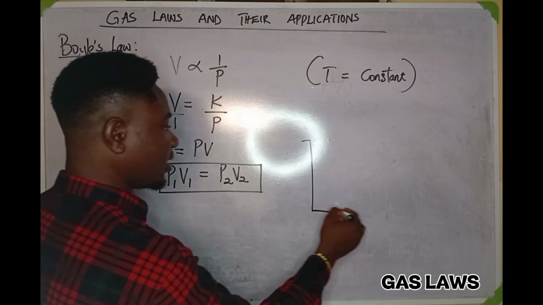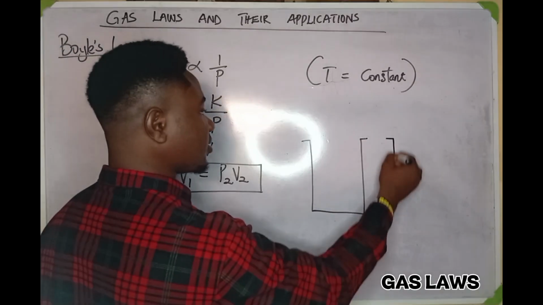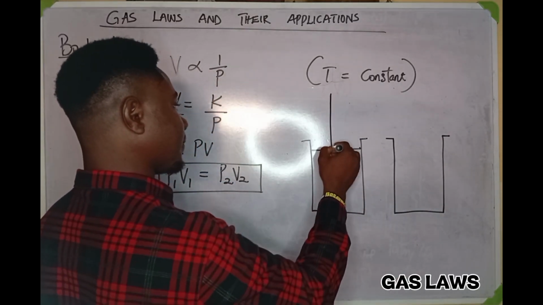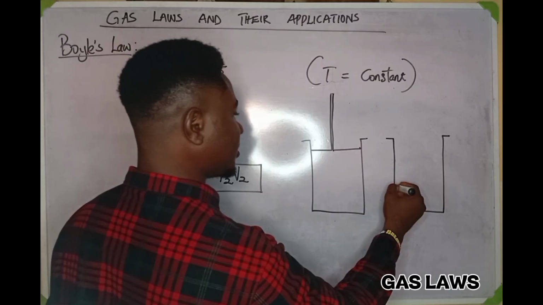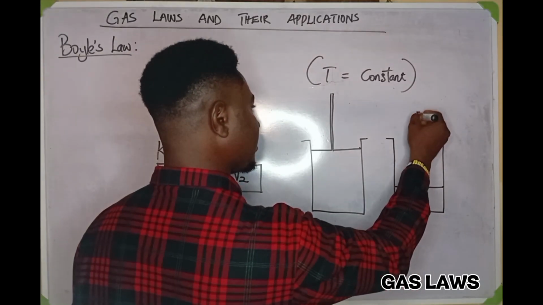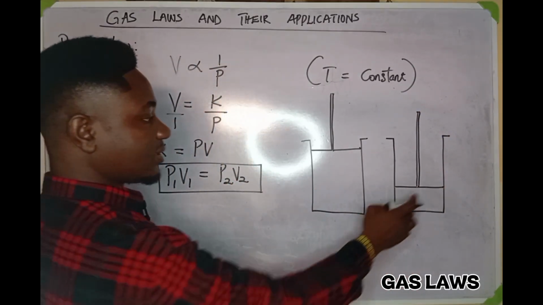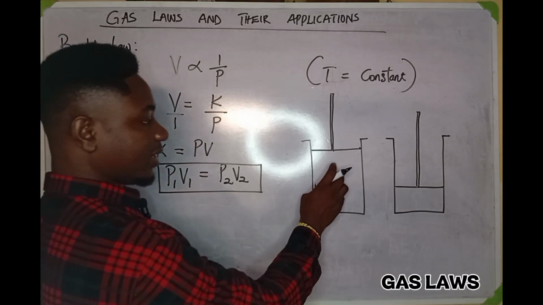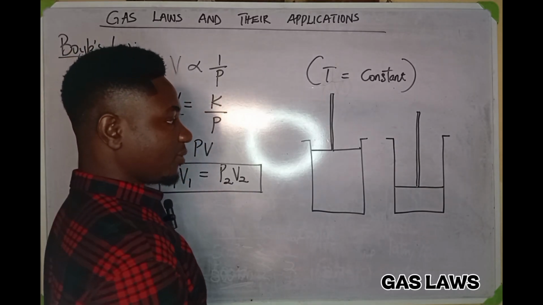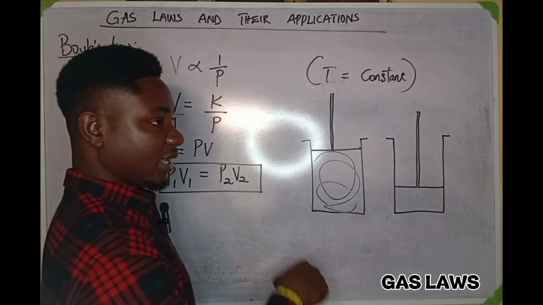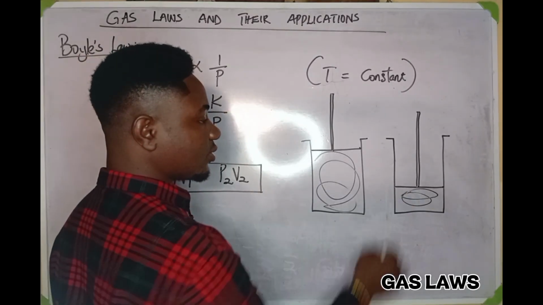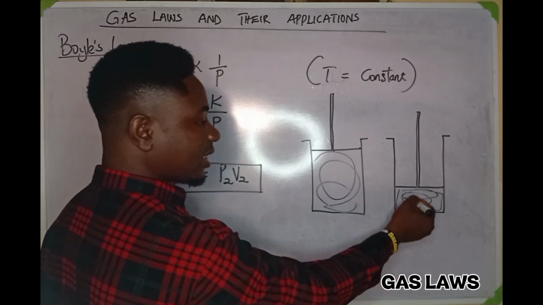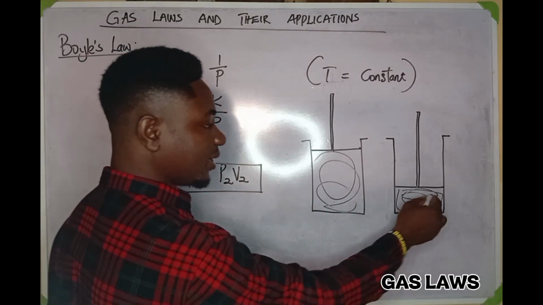Look at this illustration. Let's say this is a cylinder, and then this is also another one, and then there is a piston right here, and there is another piston right here. Let's assume we have the same amount of gas inside these two cylinders. If you observe, there is enough space here for those gases, but here the space has been reduced, meaning that volume has been decreased here. So those gases here will not have enough space, so pressure will be high in here.